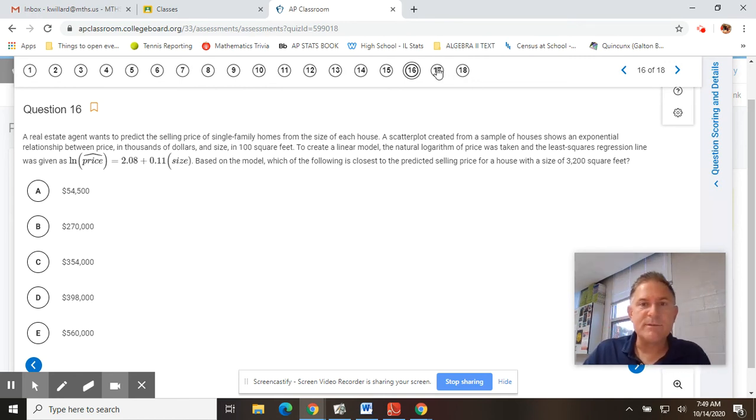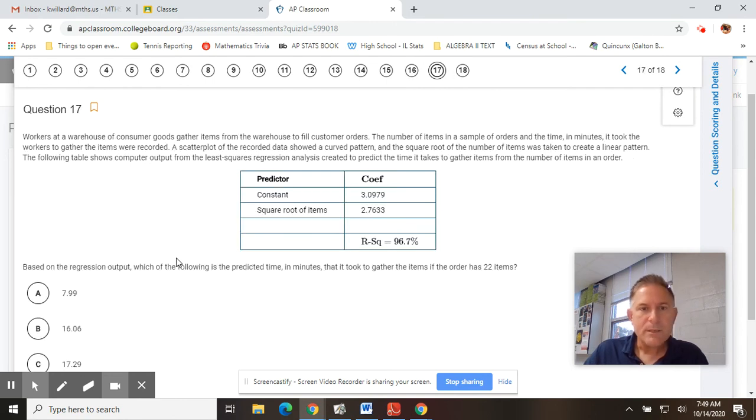Last one, I promise. 17. This is it. Oh, this one looks hard. What are we doing here? Workers at a warehouse gather items, and the number of items it takes is given. Okay, so what's the question? Based on the regression output, which of the following is the predicted time?